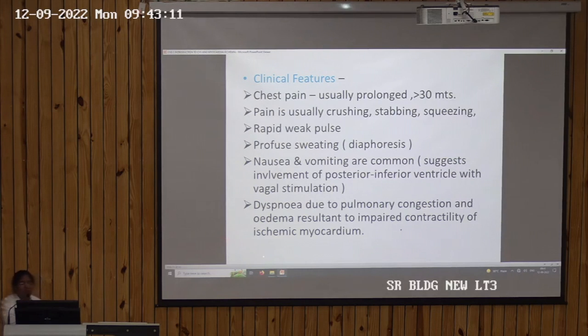So the nausea and vomiting are a sign that there may be involvement of the posterior inferior ventricle, and this causes vagal stimulation. There may be dyspnea due to pulmonary congestion and edema due to the impaired contractility of the ischemic myocardium. Because the myocardium cannot contract properly, it will cause backflow and it will cause pulmonary congestion, which will result in dyspnea.